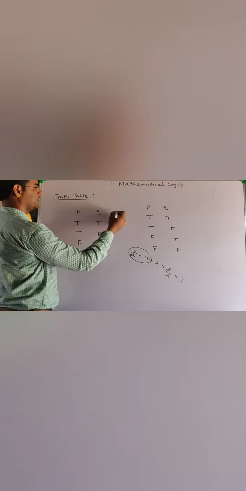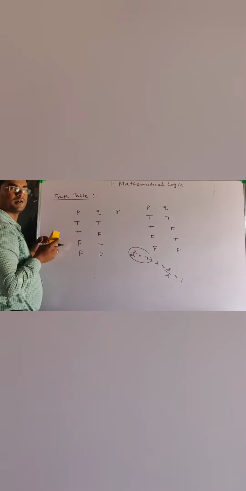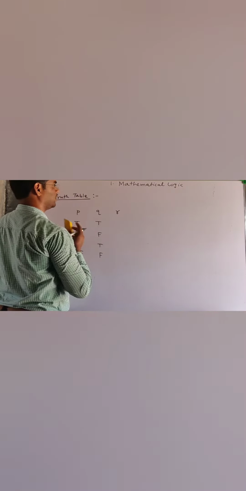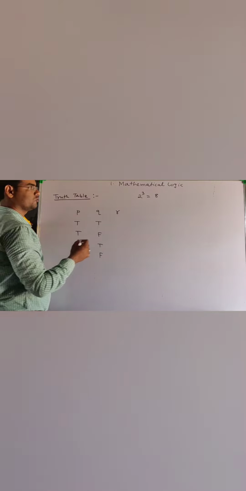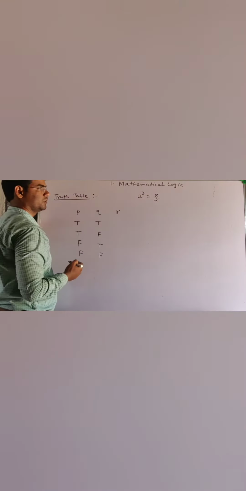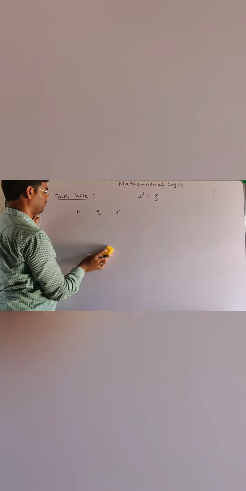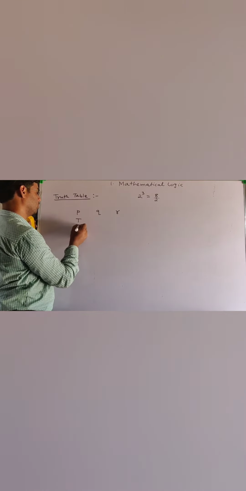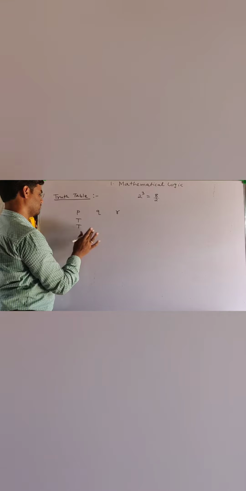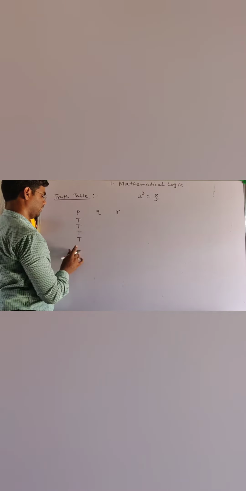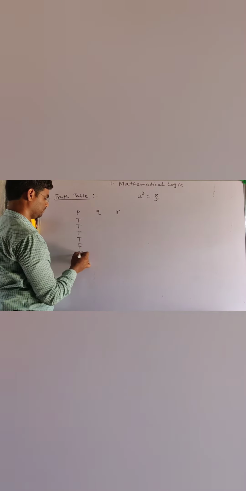Suppose we have 3 statements, that is P, Q, R. Then what are the total possibilities of truth value? 3 statements, 2 raised to 3, that is a total of 8 possibilities. So divide 8 by 2. This is the logic of how to remember the entries of the truth table. 8 divided by 2 is 4. So first you have to write 4 times true, 4 times false.